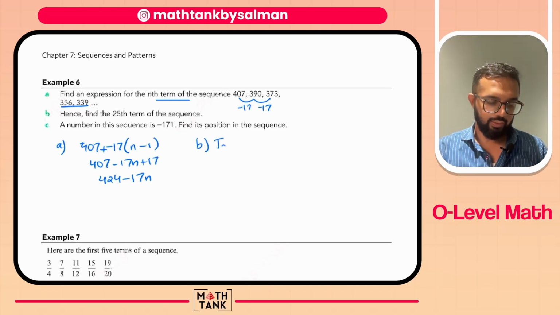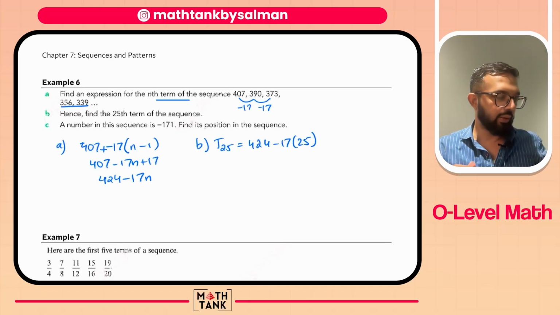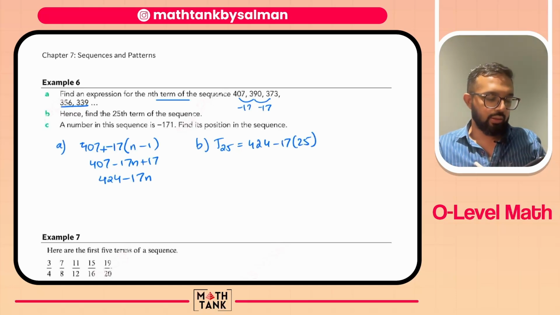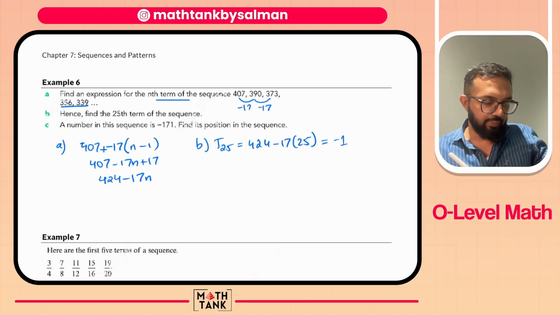I'm asking you to find the 25th term. 17 times 25, that's something that I would also have to do on a calculator. 424 minus that gives me minus 1.